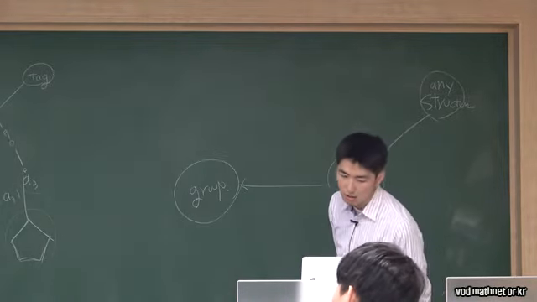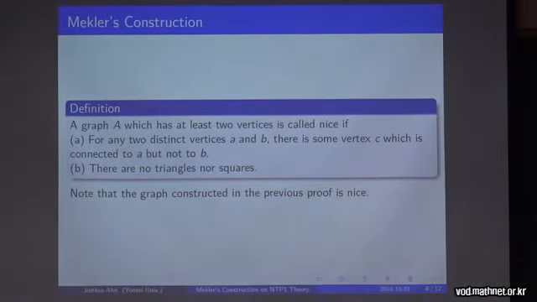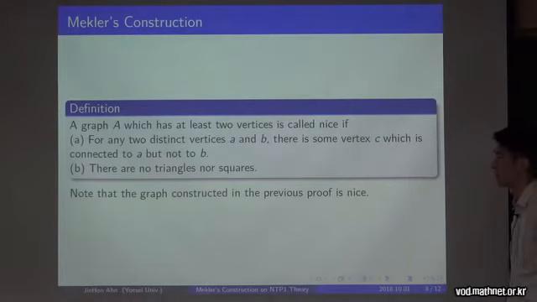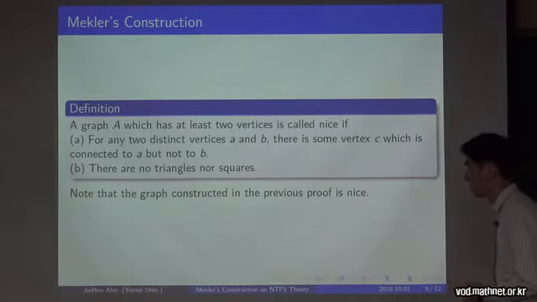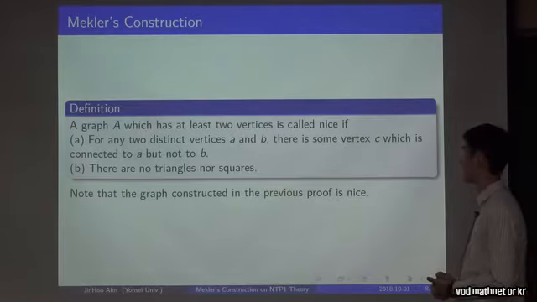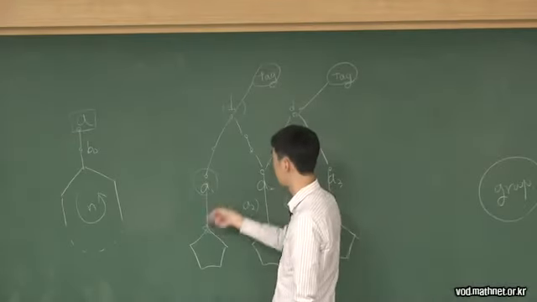A graph A, which has at least two vertices, is called nice. Why did he choose the word nice? I don't know, but maybe he was very excited about his development. Anyway, there are two conditions. The first one is that for any two distinct vertices A and B, there is some vertex C which is connected to A but not connected to B. Here, choose this one and this one. Then this star is connected to A1 but not connected to D.